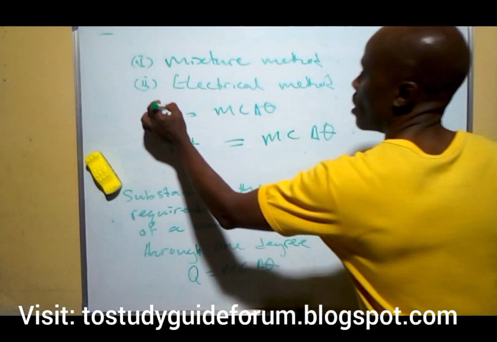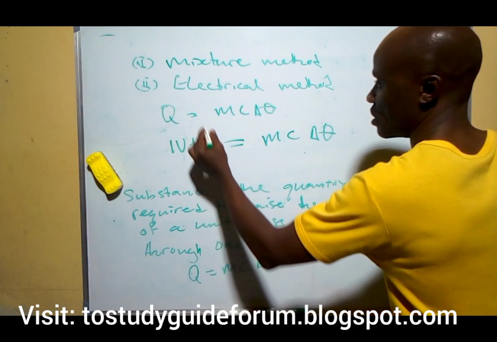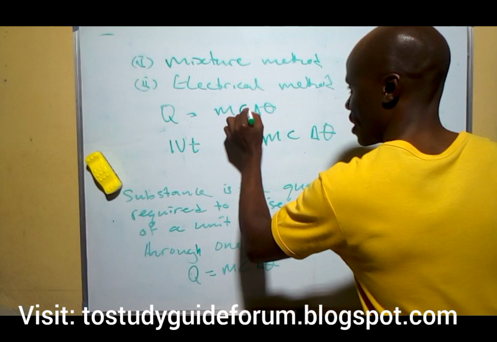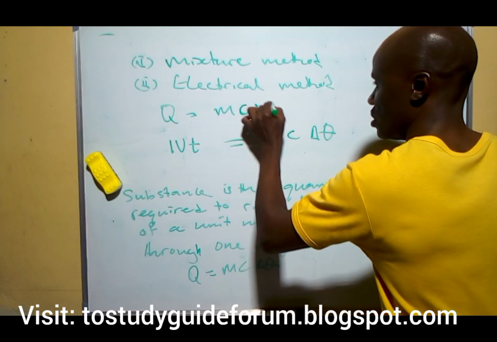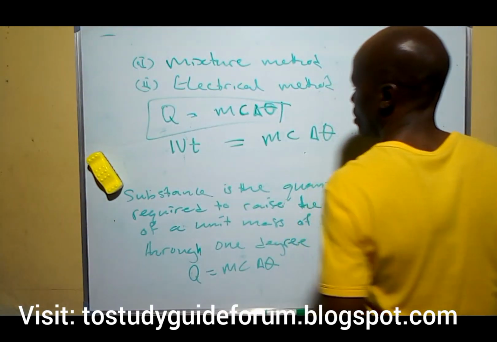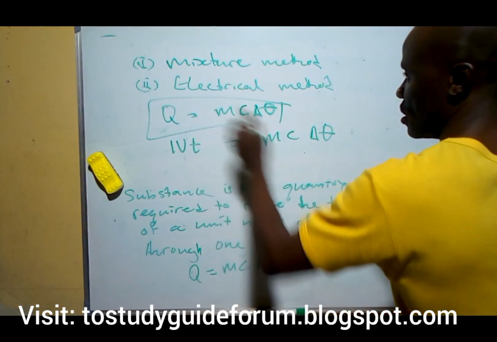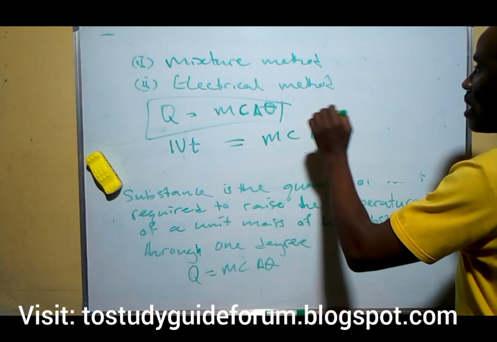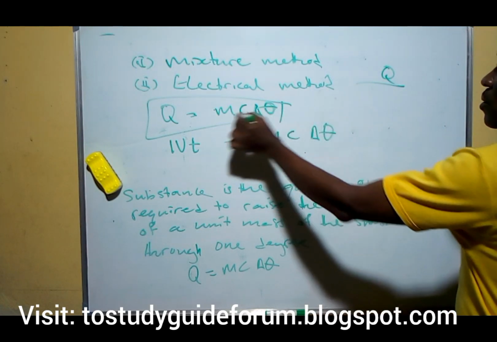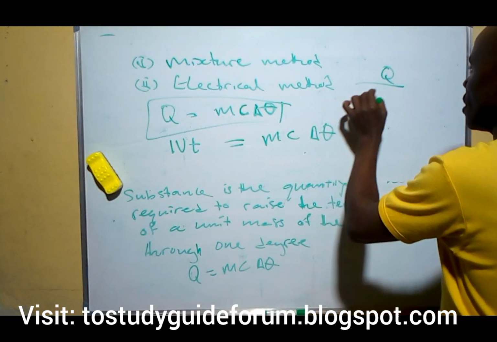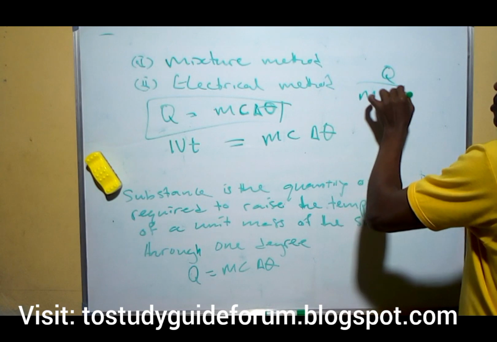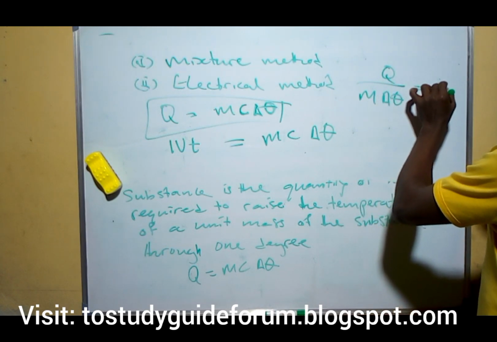For example, this is a source of heat. The quantity of heat, because we know that quantity of heat is always equal to mass times specific heat capacity times change in temperature. In that case, to calculate the specific heat capacity with this formula, what we can do here is, with quantity of heat, making C the subject of the formula, C equals quantity of heat over mass and change in temperature.